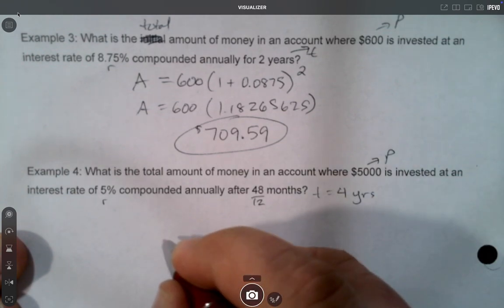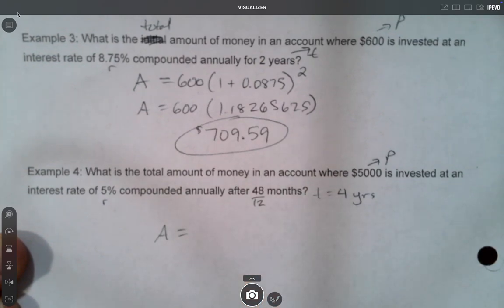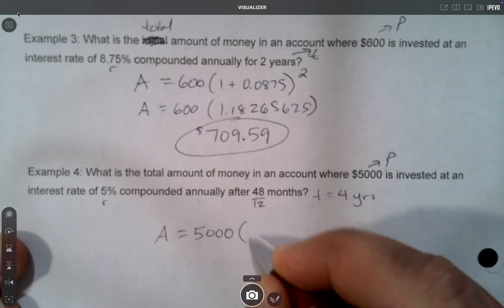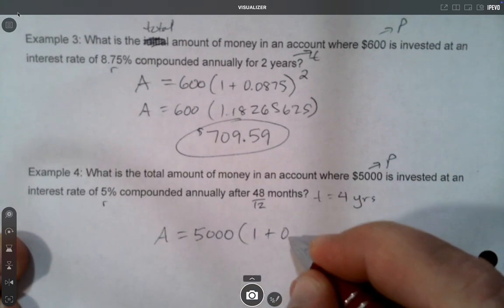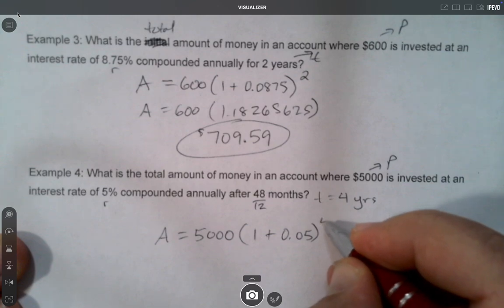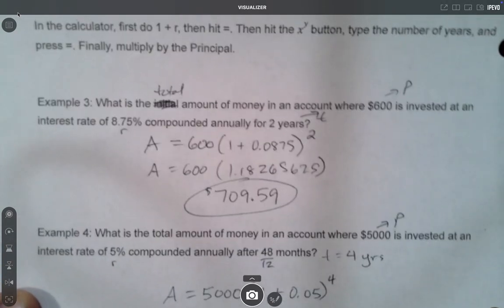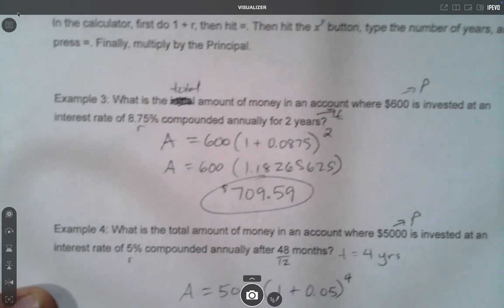So now let's plug it into the formula we have up top. A equals, P is 5,000. Then I put a parenthesis and put 1 plus. I change the interest rate to a decimal, 0.05. And the T, the time, is 4 years. So following the advice we have up here, we do 1 plus R, so 1 plus 0.05.